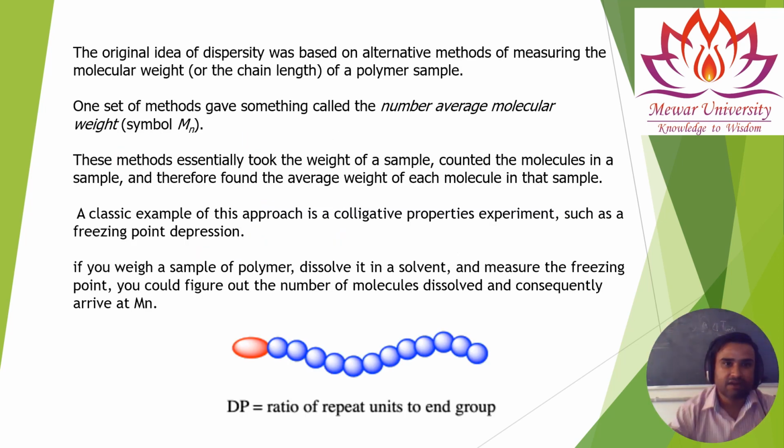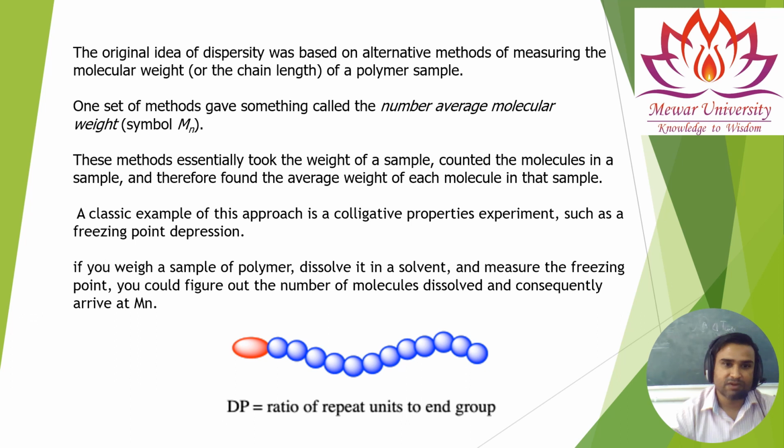The original idea of dispersity was based on alternative methods of measuring the molecular weight or the chain length of a polymer sample. One set of methods gave something called the number average molecular weight. If you add the molecular weights of all the molecules and make an average, that is called the number average molecular weight, denoted with the symbol Mn. These methods essentially took the weight of a sample, counted the molecules in the sample, and found an average weight of each molecule in that sample.